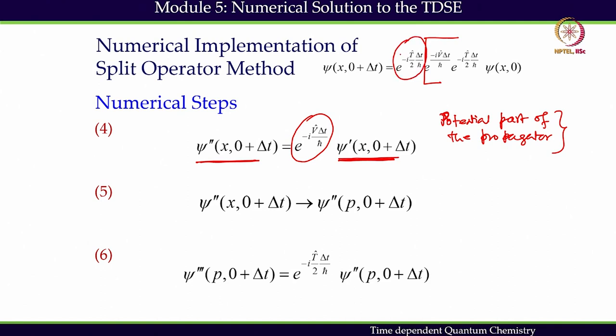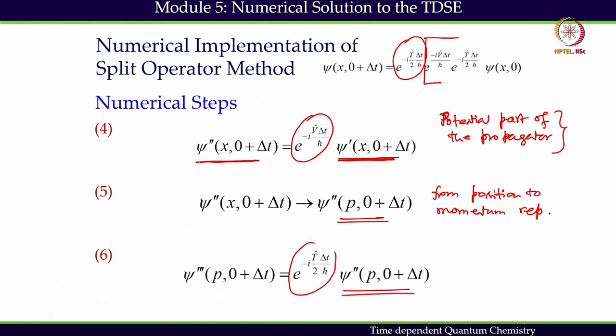Once we get that, we are done up to this, but then again I have to employ this kinetic energy part. In order to do the kinetic energy part, again I have to move to the momentum representation, so I have to convert the wave function from position to momentum representation. Once I represent it, then I can employ the remaining part, the second kinetic part, and I get the propagation due to this second kinetic part in the momentum space.